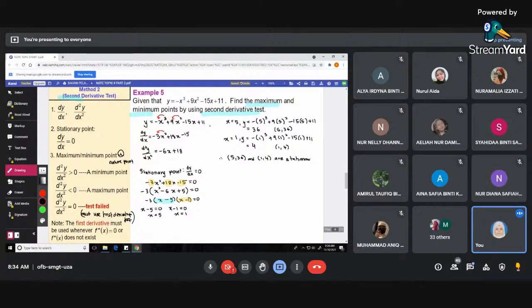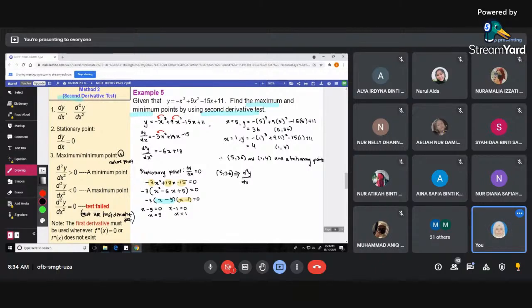Alright, so ini baru cari value X. Sekarang okay. Dah habis ke belum? Belum. So apa yang kita perlu buat? We need to find maximum and minimum using second derivative test. I told you, third step, we need to substitute 5, 36, 1, 4 into second derivative test. So kita letak dulu 5, 36. Anak panah. Okay, maksud dia you substitute.